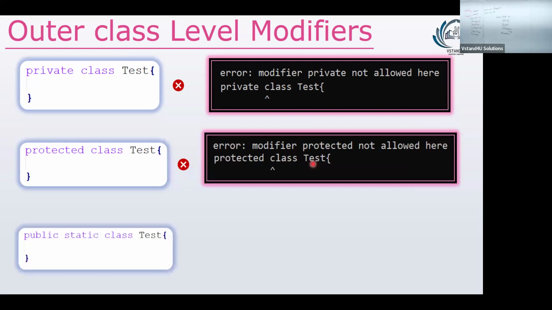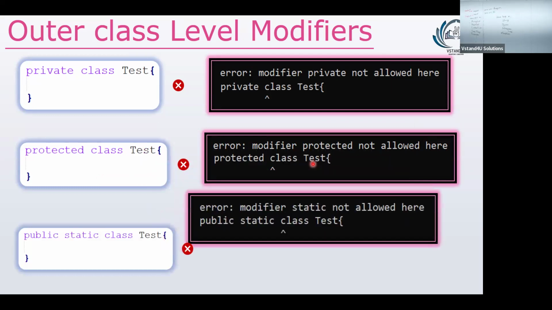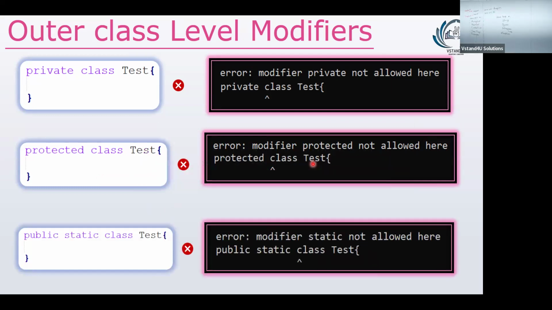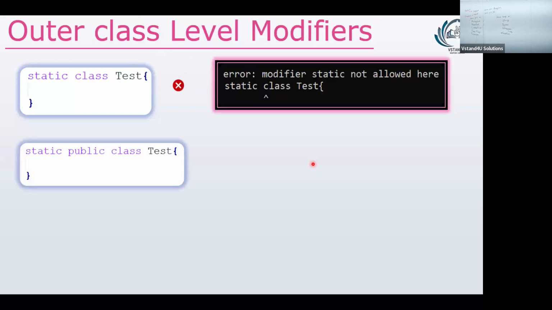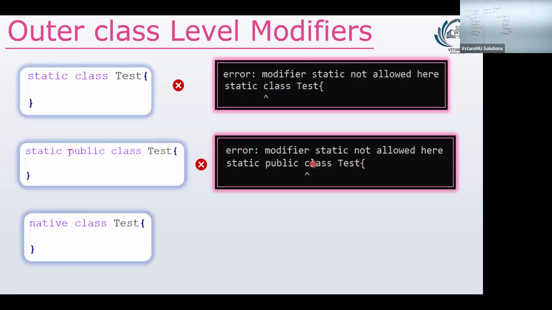How about this? Is public allowed? Yes, sir, no problem. What is the problem? Public and static. Perfect. How about this one? Can I write a class as only static? Of course not. Can I write static public? The sequence you can give, but a class cannot be marked as static. This way it is not going to work. Native class, wrong.